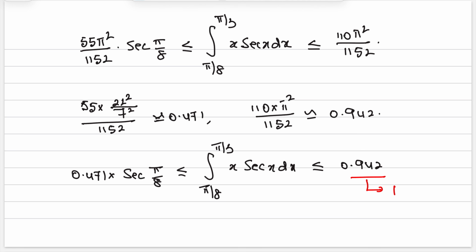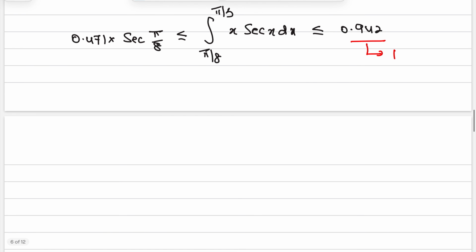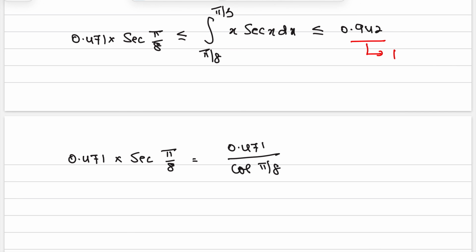And 0.471 into secant pi by 8. What is secant pi by 8? 1 by cos pi by 8. Now, the crux is to find out 0.471 into secant pi by 8. That is equal to 0.471 by cos pi by 8. What is cos pi by 8?